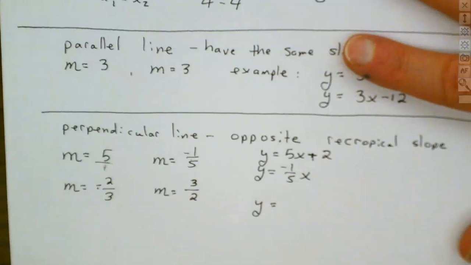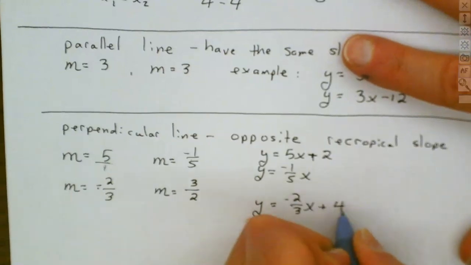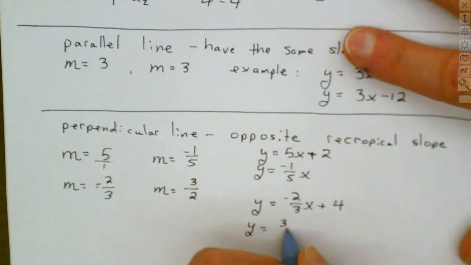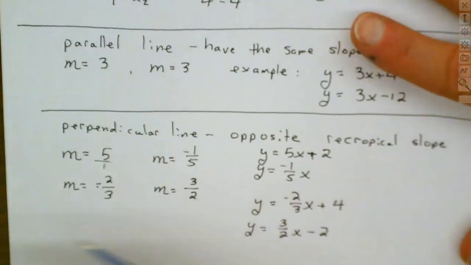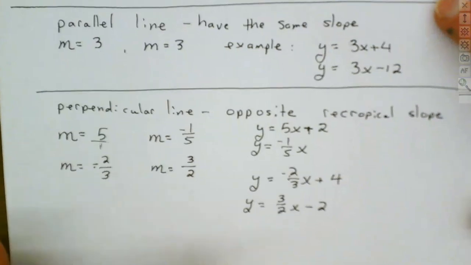Another set of examples would be y equals minus 2/3 x plus 4. And a perpendicular line to that would be y equals 3/2 x minus 2. Look at the slopes. We don't care about the number on the end. All we care about is the slope.